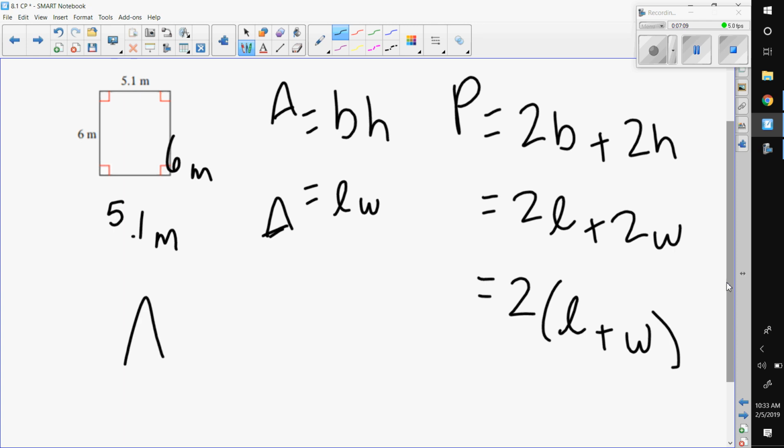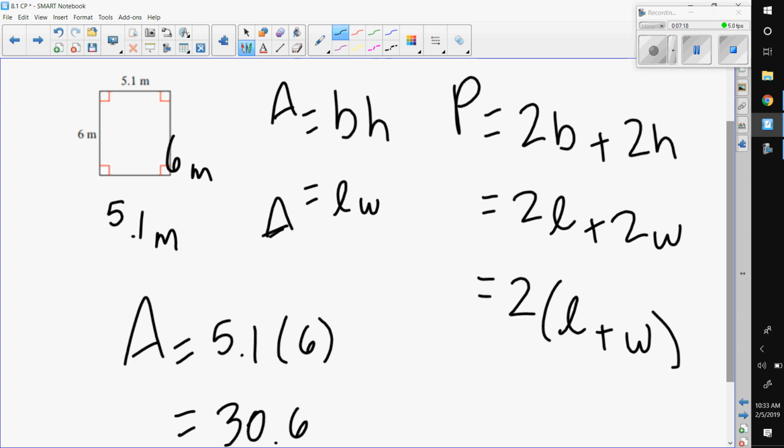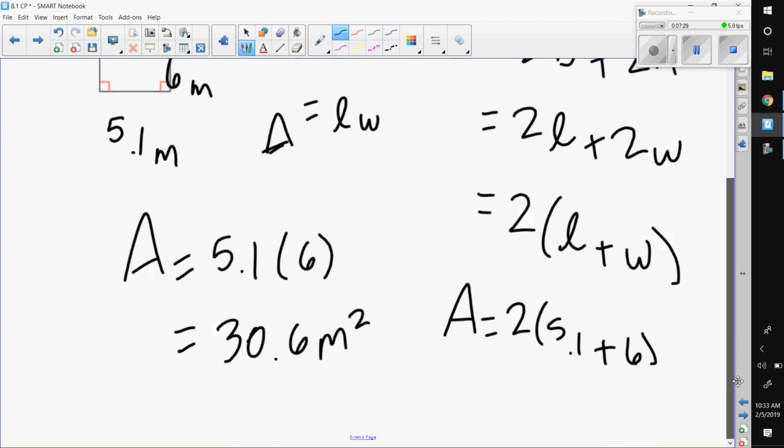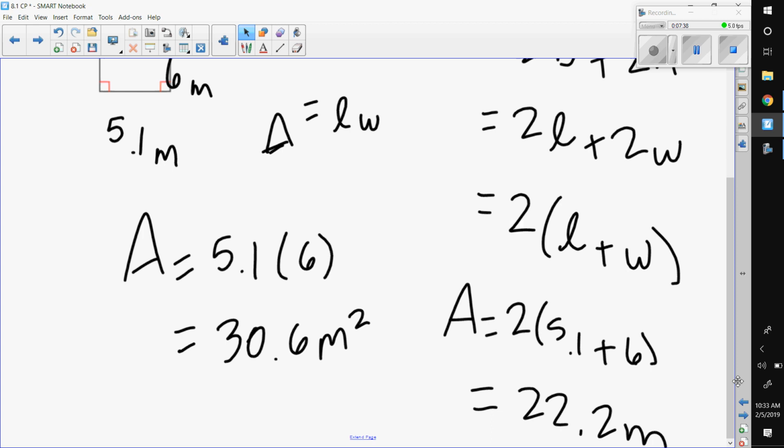For here, my area is going to be 5.1 times 6, which is going to give me 30.6 meters squared. And my perimeter, if I use this one, 2 times 5.1 plus 6, is going to be 22.2 meters. Okay, so there's 2 examples for you. You've got some classwork to do as well.